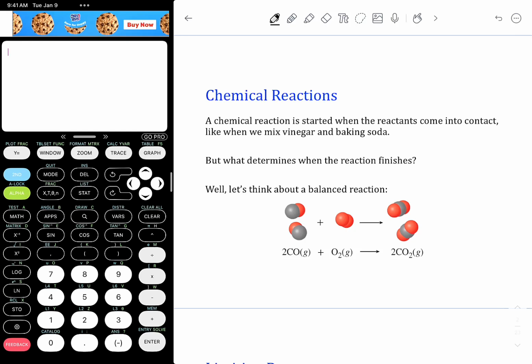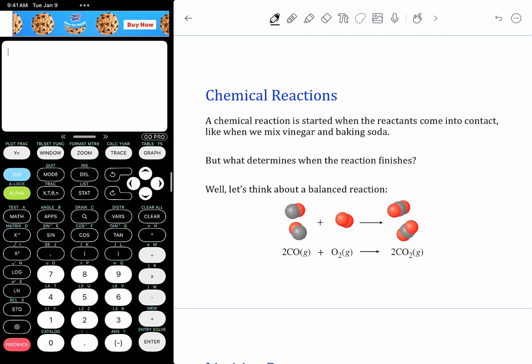We've talked about chemical reactions, and we said that a chemical reaction is started only when the reactants come into contact. So we can write out our chemical reactions and we can balance them, but they don't actually start until we mix our reactants together. Think of this like when we mix vinegar and baking soda together before they bubble up. When I have vinegar by itself and baking soda by itself, neither of those are reacting. So they have to come into contact with each other to start the reaction.